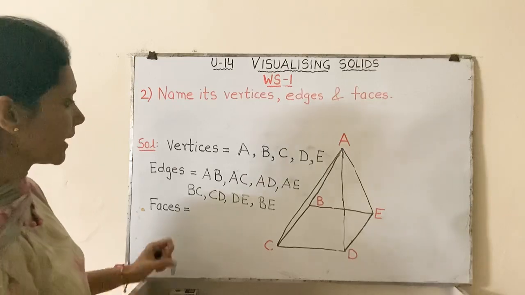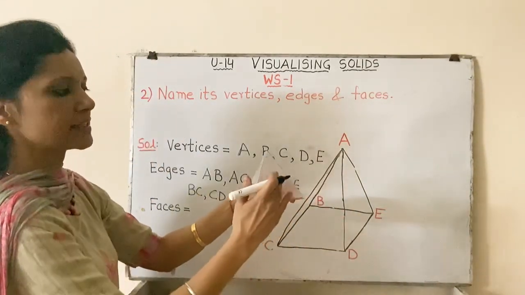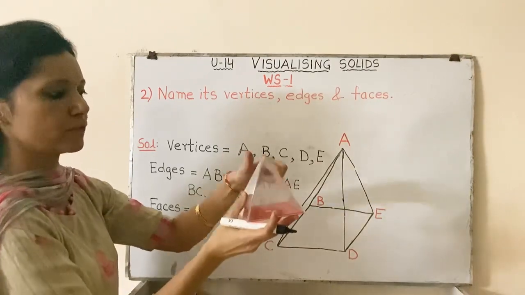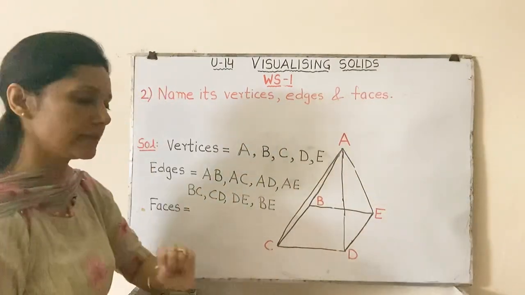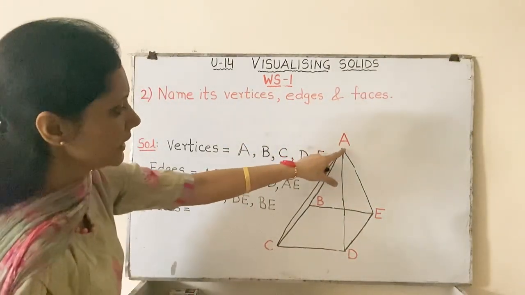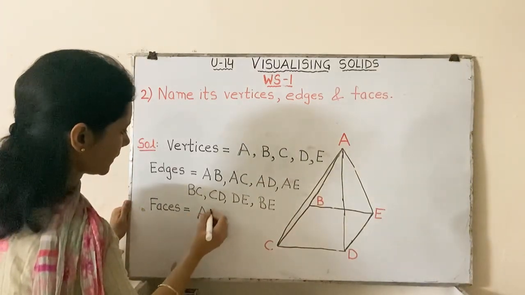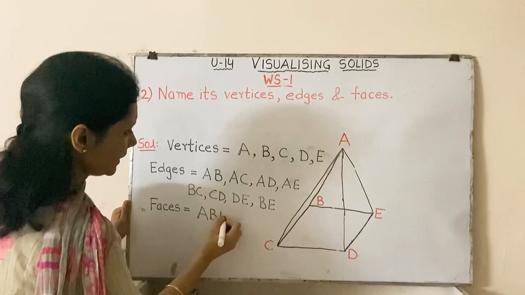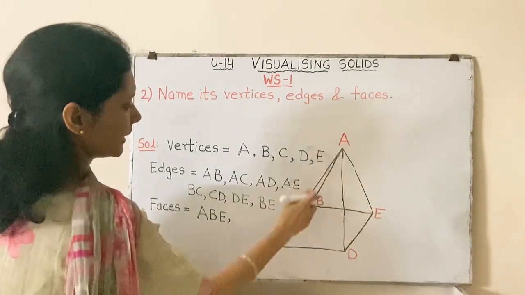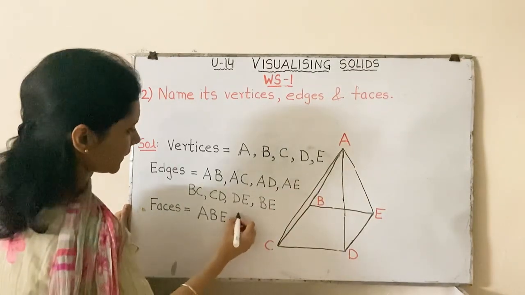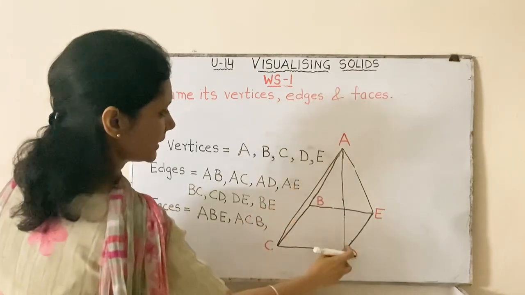The last part is we have to name the faces. As you know, these are all the faces of the square pyramid. Four on the top and one square face at the bottom. So the names would be ABE. The next one would be ACB. Then we have ADE.